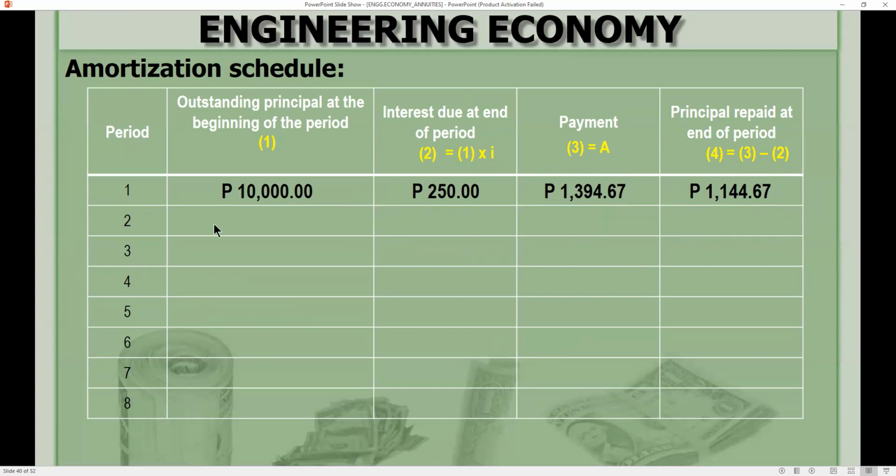Therefore, at the start of the second period, the outstanding principal is 10,000 minus this one. Okay? To make the solution nice and systematic, column 1 next is equal to column 1 previous minus column 4 previous. So 10,000 minus this one, the result is this. And then just continue. This column is column 1 times i. So 2.5% of this is 221.38.